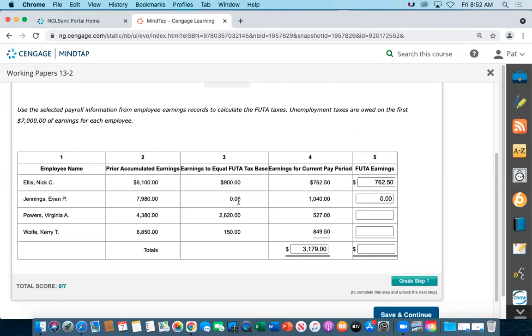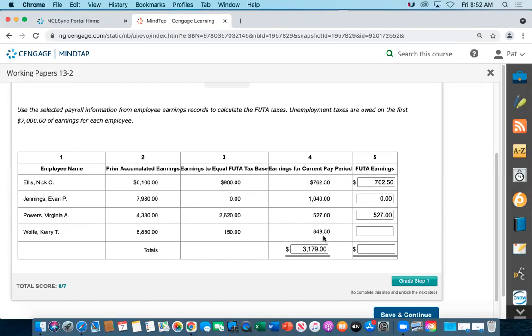You understand why we put zero here? They've already made over 7,000. Doesn't matter how much money they make now. We don't have to pay federal unemployment for this person. Okay. Virginia has 2,000 left. She made 527, so we write 527 in. That is well below this amount.